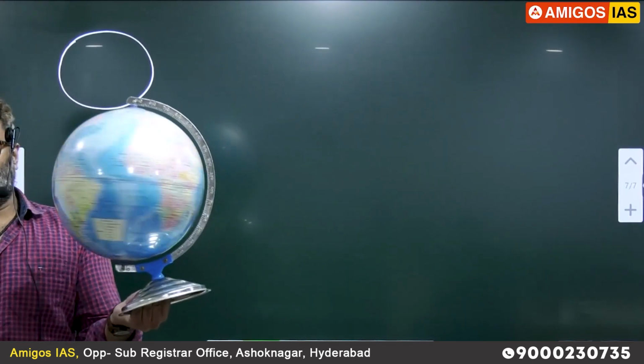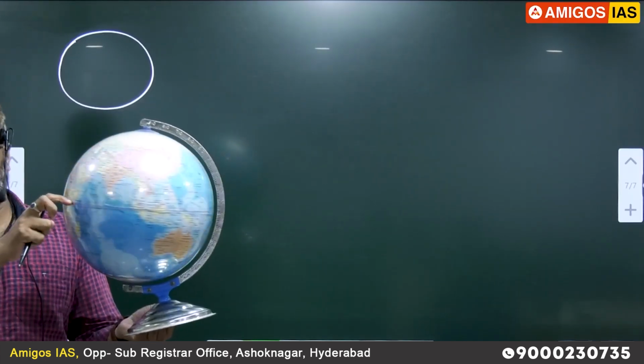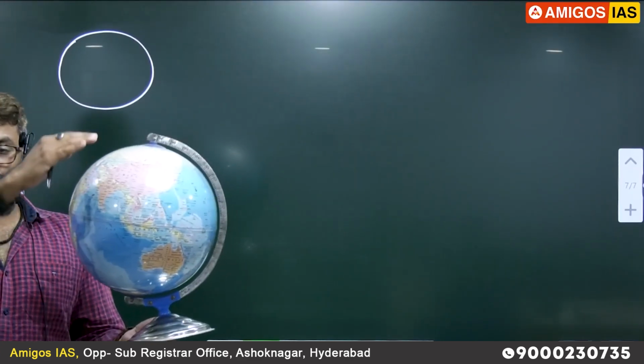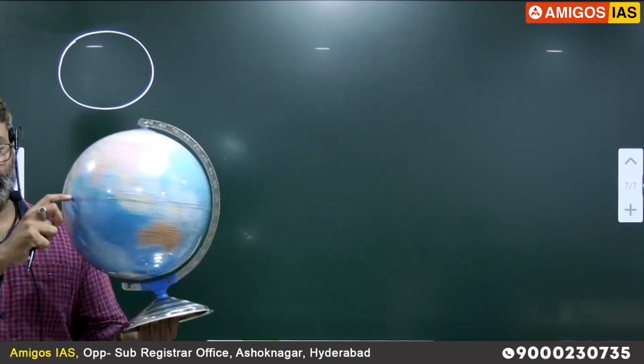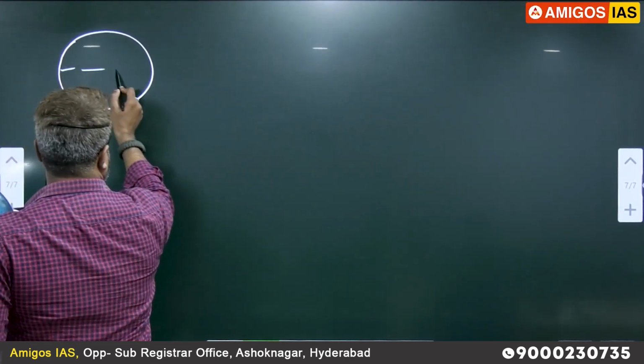You can see our orbit. We'll discuss this rotation, revolution. For now, you just remember equator. This is equator, this line. The center line is called the equator. It is an imaginary line which divides Earth into the northern hemisphere and the southern hemisphere. This is equator.